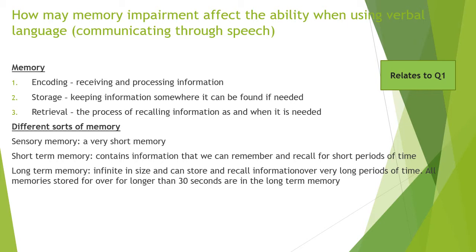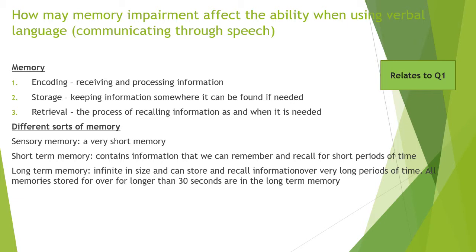The most widely held view is that there are 3 important functions of memory. Number 1, encoding, and this means receiving and processing information. Number 2 is storage, and this is about keeping the information somewhere it can be found if needed. And number 3 is retrieval, so this is the process of recalling information as and when it is needed.